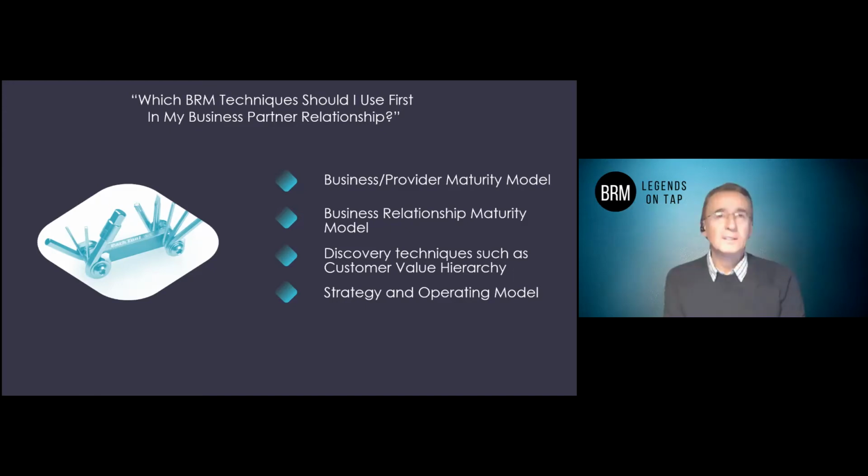And those are excellent points and tools to use early on, indeed. Melanie, the wheel and broadband asset classification model and the BRM Institute's business relationship maturity model. Highly recommend using those early on. But what about the discovery techniques, such as the customer value hierarchy? Did you use any of those?